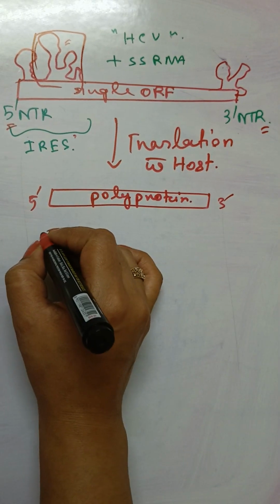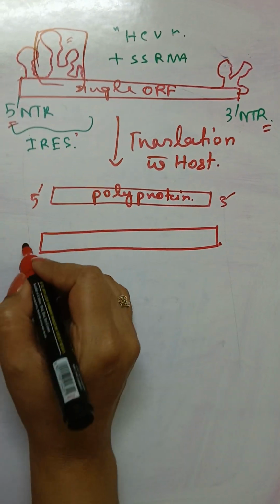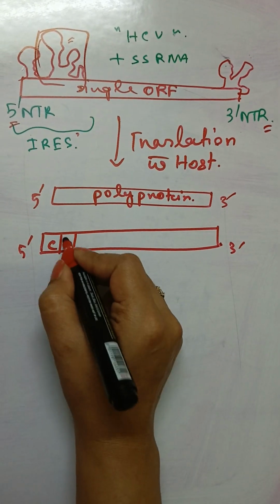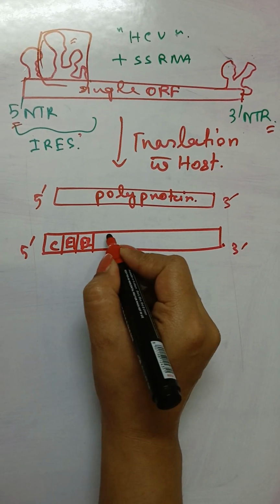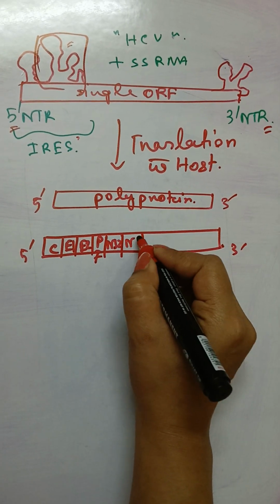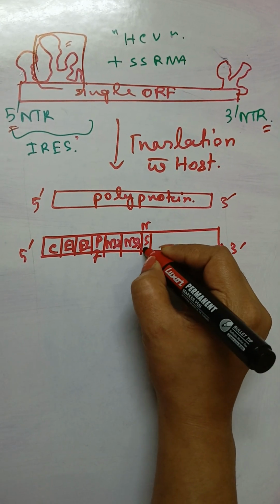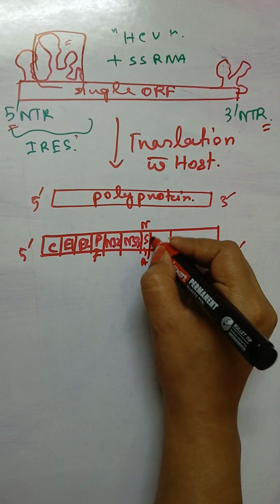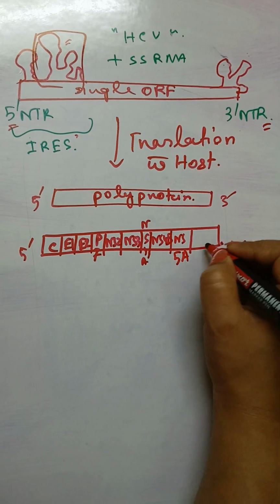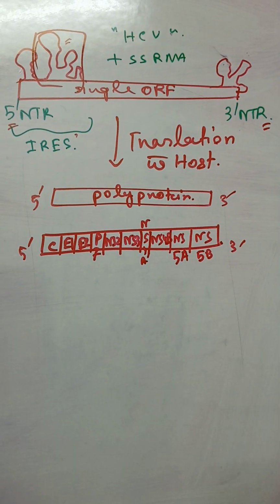What are the 10 proteins? I'll again draw this genome, or sorry, it's basically a protein. So 5', 3'. This starts with C, the core protein, E1, E2, then P7, then NS2, NS3, a very small region that is NS4A, then NS4B, then NS5A, and last but not the least NS5B. So this is the total polyprotein.